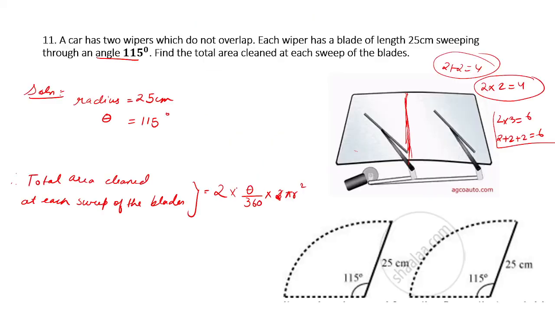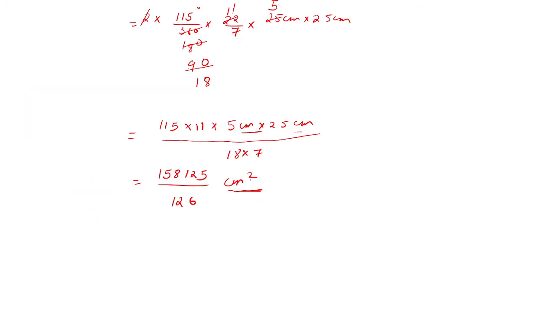Since we're talking about what? We're talking about the total area. The SI unit will always be expressed in terms of centimeter square. Even here, by mistake also, if you write 1,58,125 divided by 126 centimeter, then your answer becomes wrong. Clear? So quickly we'll move on to the last question for this video.